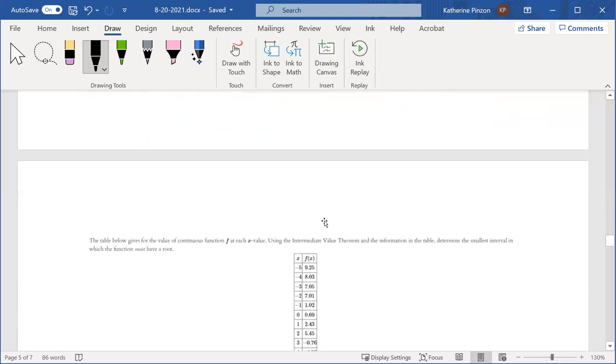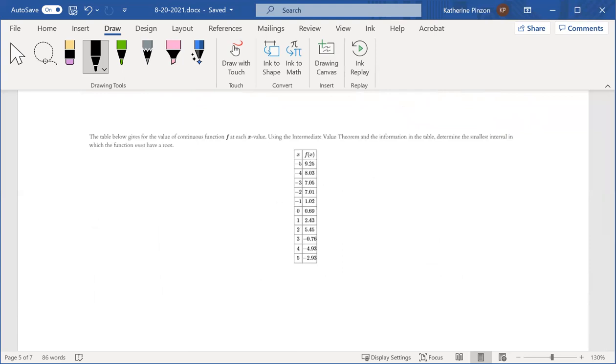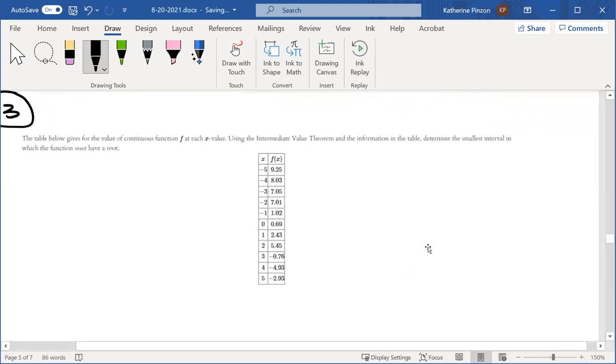Okay. This one was 13. Let me make it a little bit bigger. The table below gives the values of a continuous function f at each x value. Using the intermediate value theorem and the information in the table, determine the smallest interval in which the function must have a root. So we want to determine where the function is going to have a root.